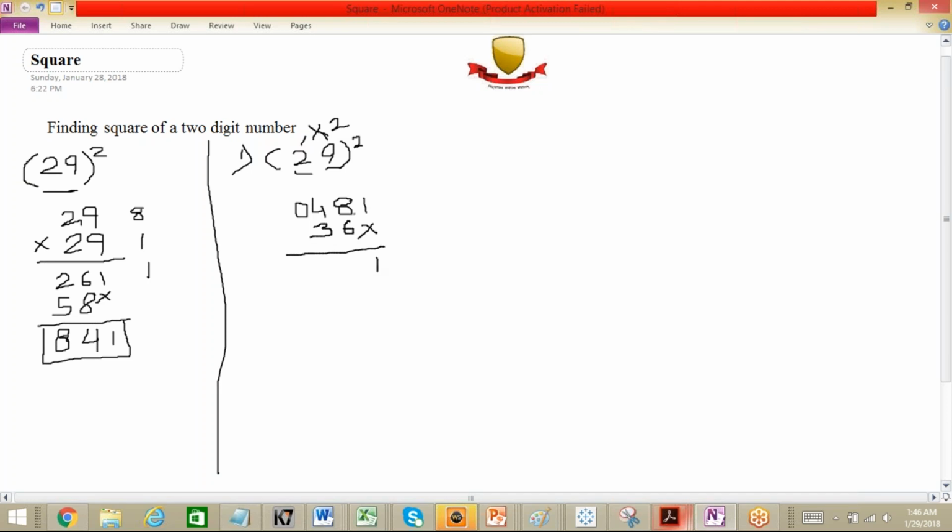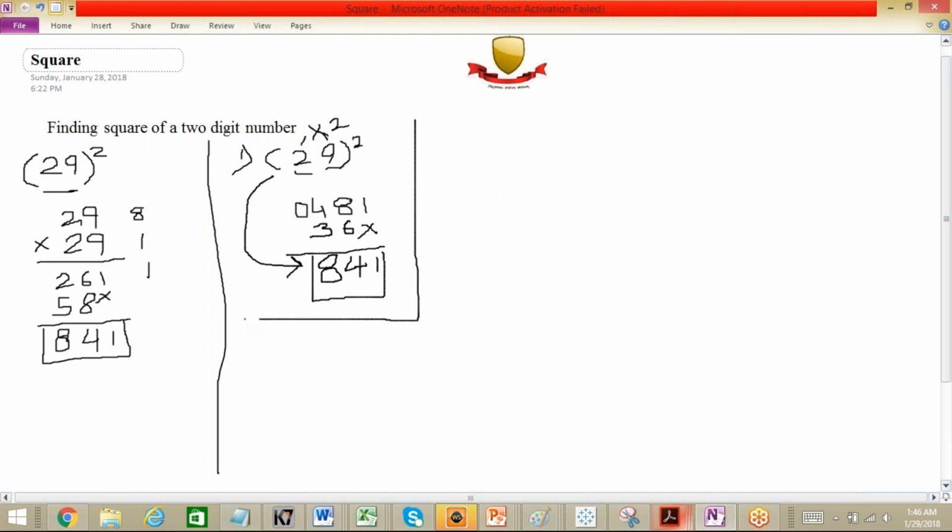It will be 1, 8 plus 6 is 14, 1 carry, and it will become 8. 4 plus 3 is 7, and 1 carry, that will be 8. So you can see the square of 29 is 841. Just a very simple method. Let me take a few more examples so that it will be easy for you to understand.